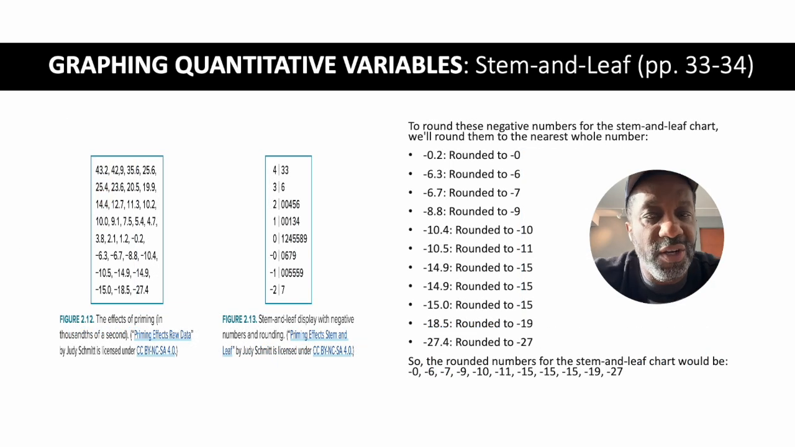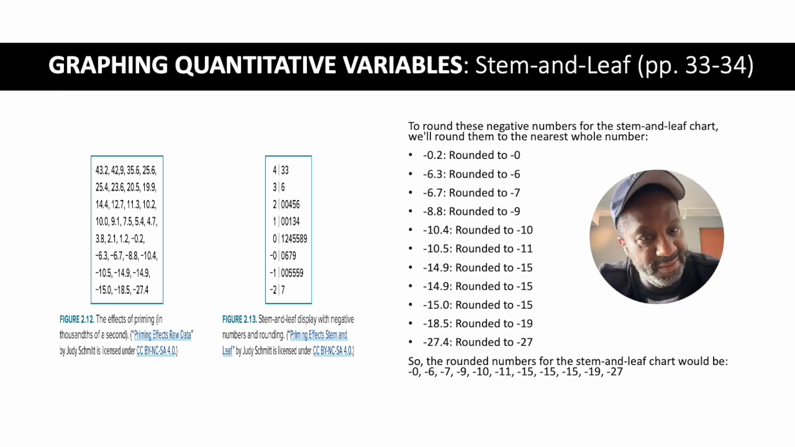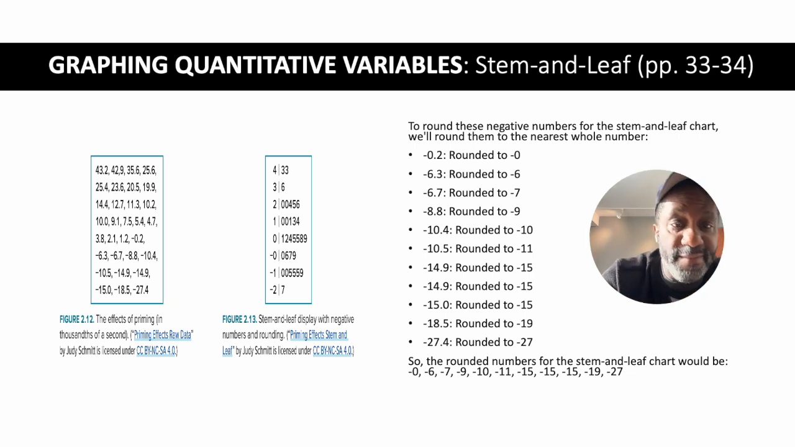The brief chart of how we are dealing with the negative numbers: negative 0.2 is rounded to negative 0, negative 6.3 is rounded to negative 6, negative 6.7 rounded to negative 7, and on and on. This should give you a good sense of how stem and leaf charts or graphs work.